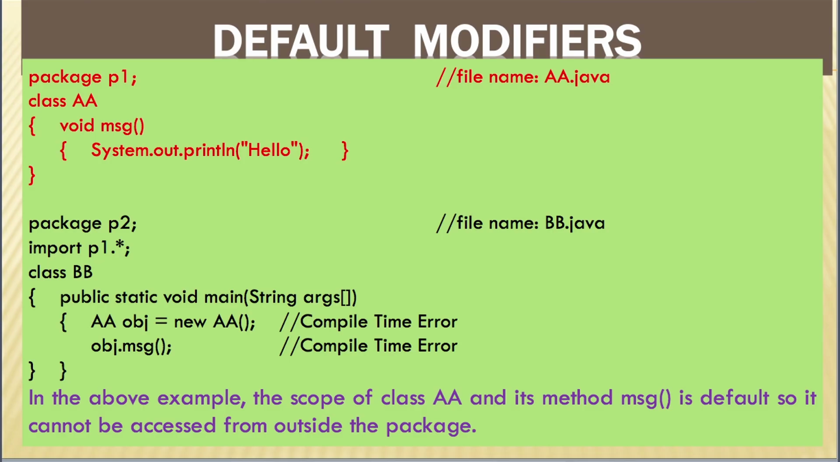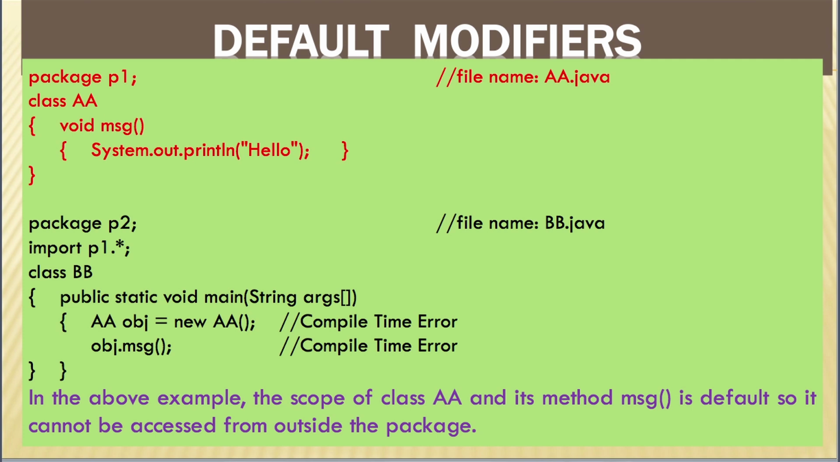So see the rule again: default modifier is accessible only within the package, outside the package we cannot use it, but here we are using it outside the package. The message function is inside the P1 package, but this message function is used in package P2. So this is not possible because the default modifier can be used only inside the same package. Outside, in another package, we cannot use it. That's why we got this compile time error.